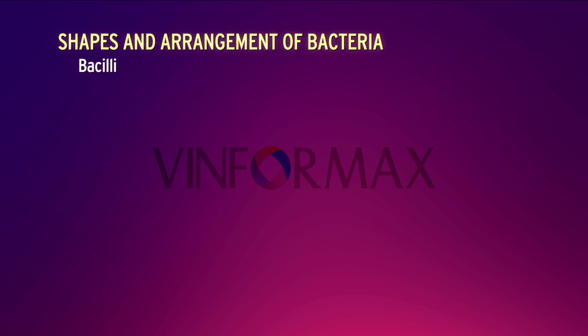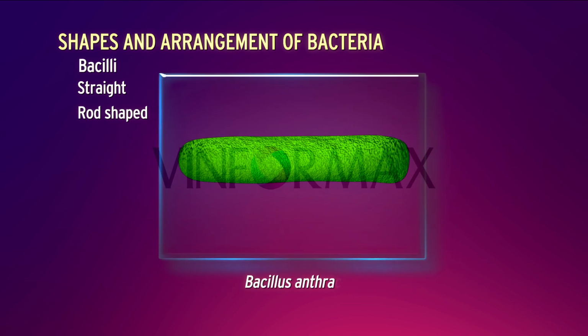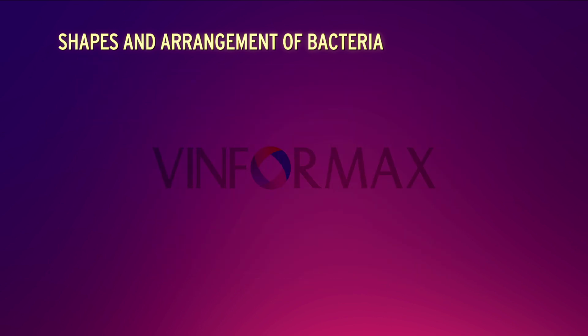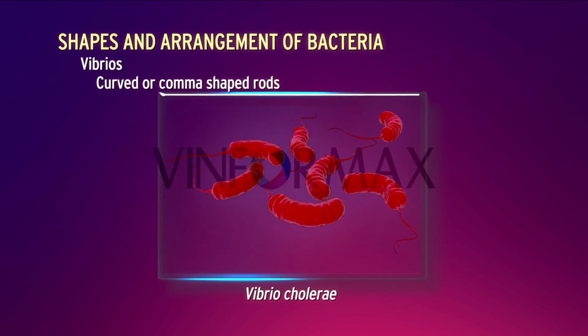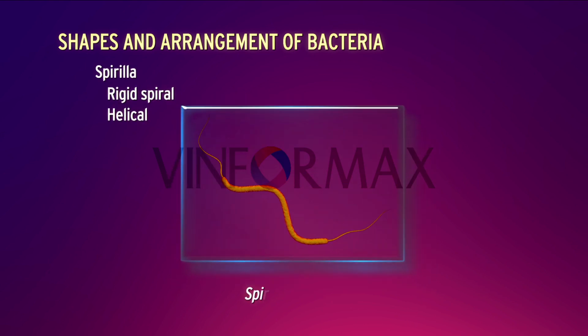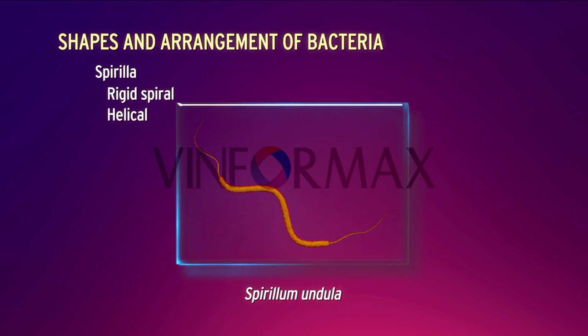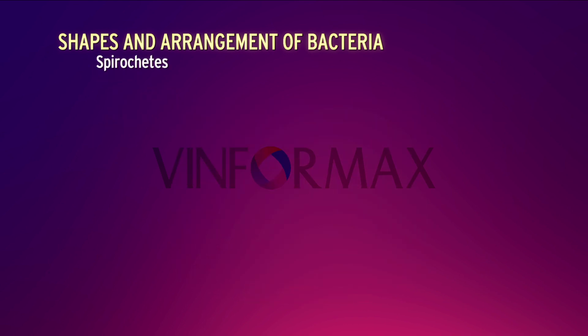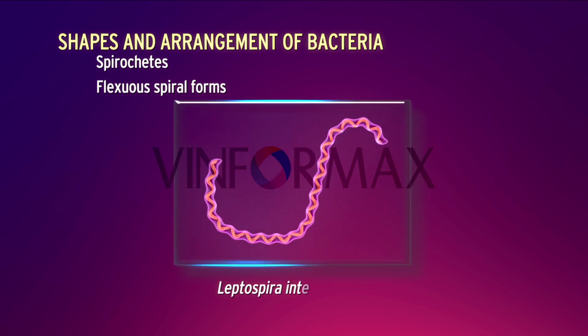Bacilli. These are straight, rod-shaped bacteria like Bacillus anthracis. Vibrios are curved or comma-shaped rods. Example, Vibrio cholerae. Spirilla take rigid, spiral or helical forms such as Spirillum undula. Spirochetes are flexuous spiral forms. Example, Leptospira interrogans.